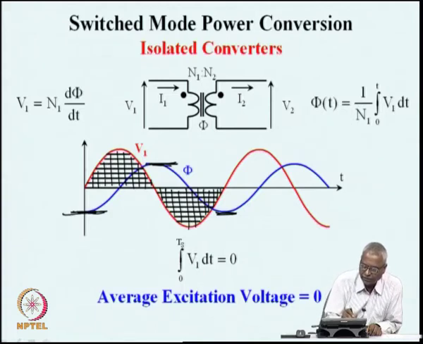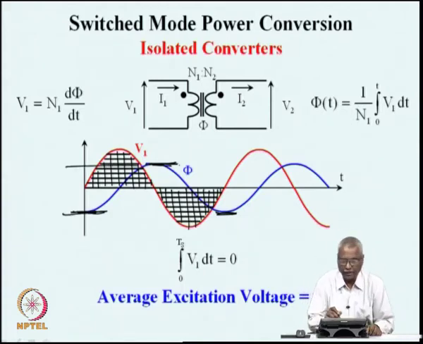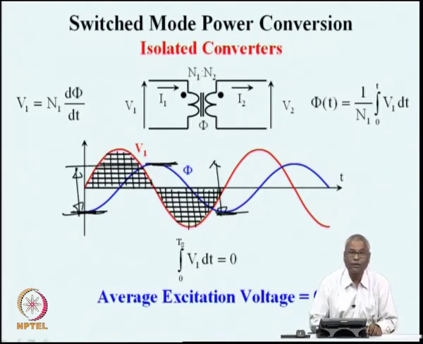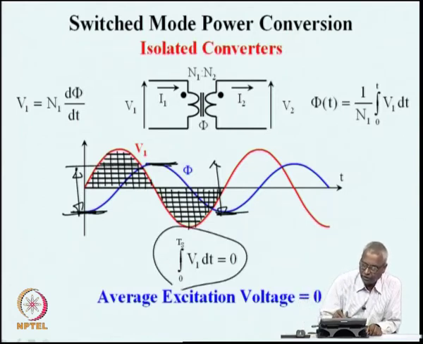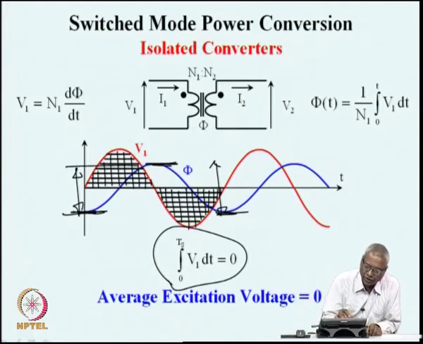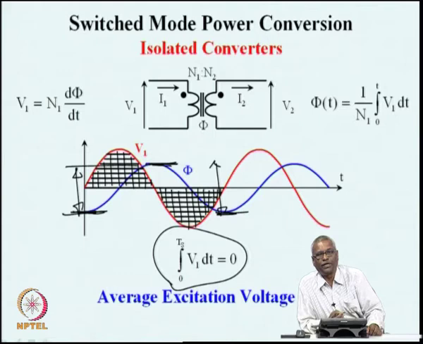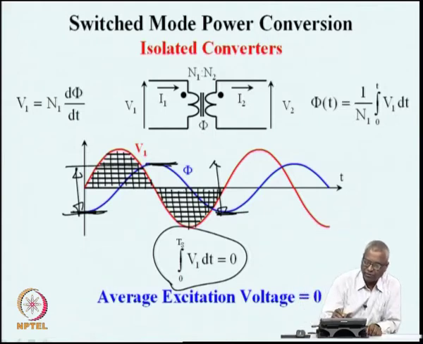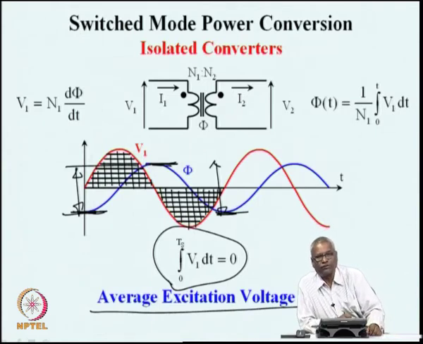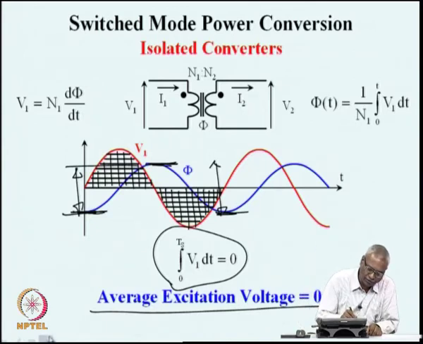So, if the positive swing in the flux and the negative swing in the flux have to be equal under steady state, what it means is that over a cycle the volt-second integral has to be 0, or the area under the positive half and the area under the negative half have to be equal to each other. The same thing can be mathematically expressed in another way: the average value of the excitation voltage has to be 0. This is what we call the principle of flux balance.